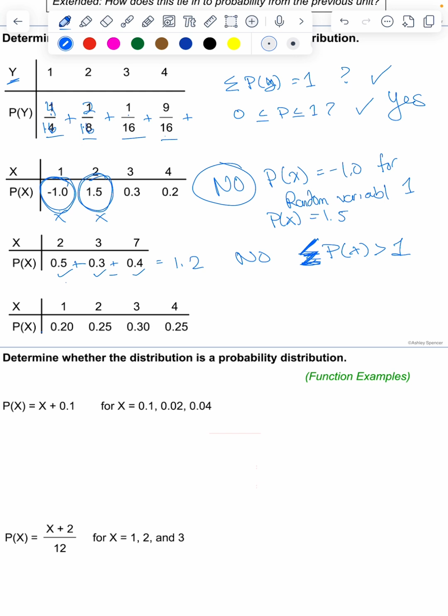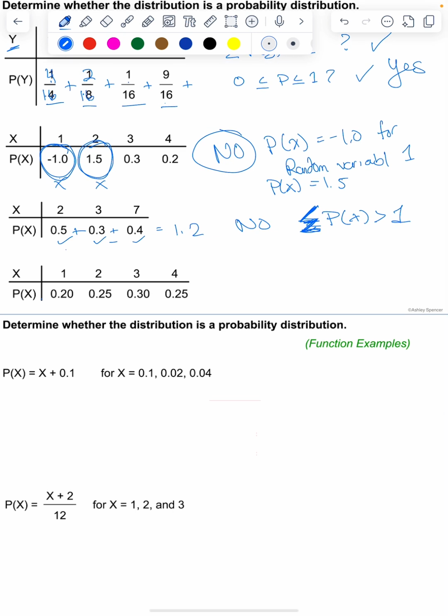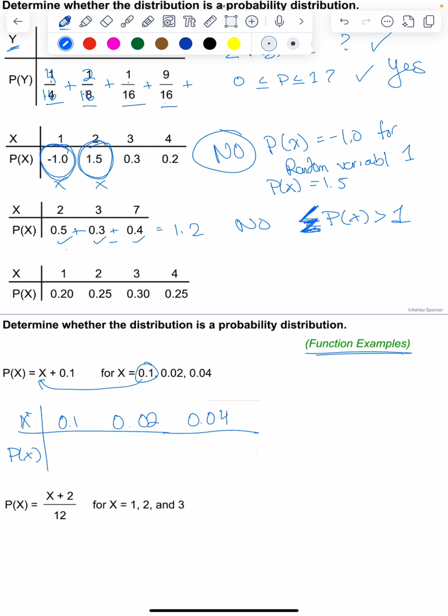All right, now this part right here, determine whether the distribution is a probability distribution, a function example. Well, they're telling you what the x's are. You just got to make a table and check the rules up top. So when x is 0.1, when x is 0.02, and when x is 0.04, what is P of x? Well, just take that, plug it in. 0.1 plus 0.1, that's 0.2. 0.02 plus 0.1, that's 0.12. 0.04 plus 0.1, that's 0.14.